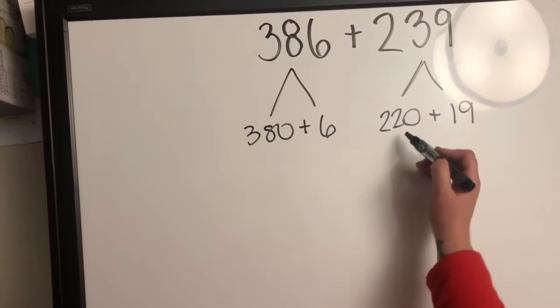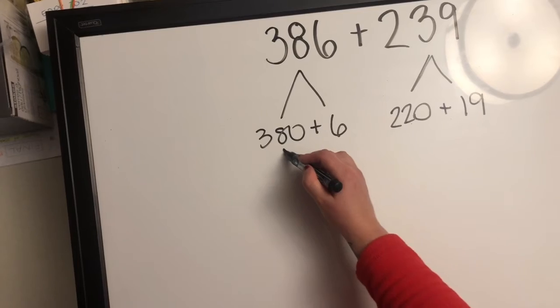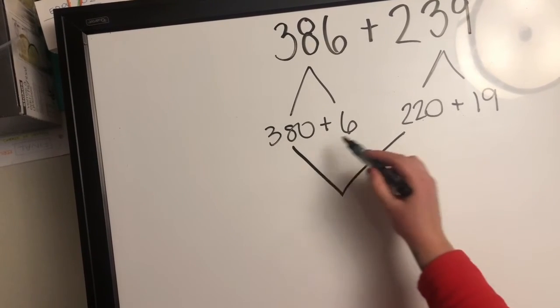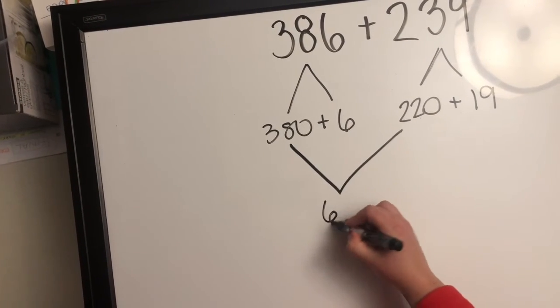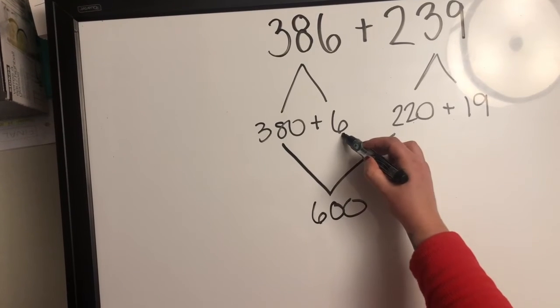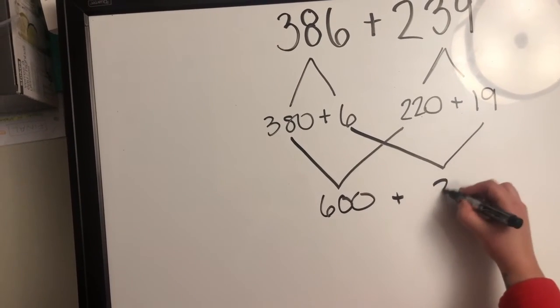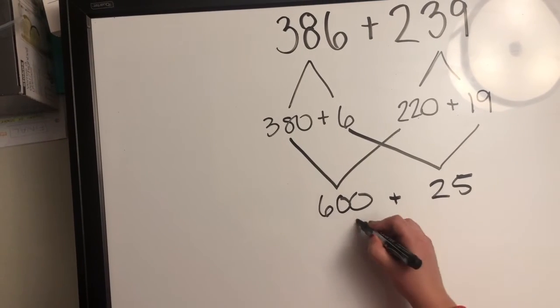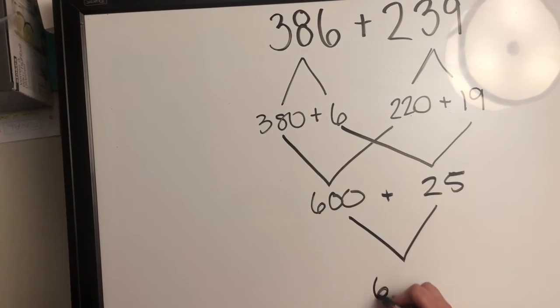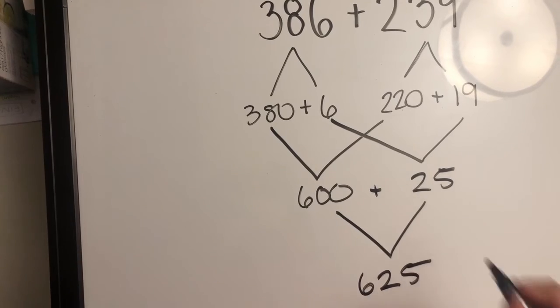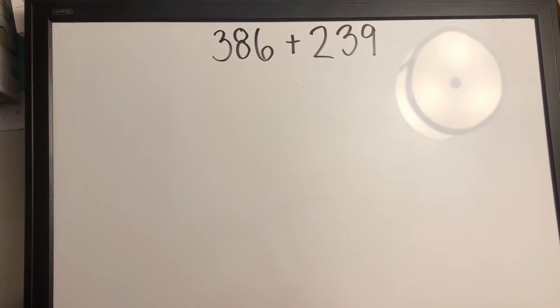So I know that 80 and 20 make 100. So I'm now going to add 380 plus 220 to give me 600. And I'm going to add 6 plus 19, which is going to equal 25. So 600 plus 25 is going to give me 625.